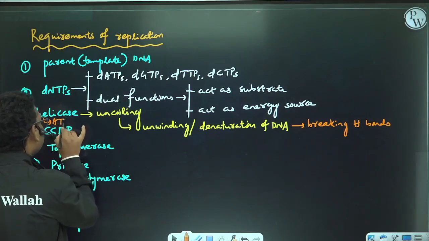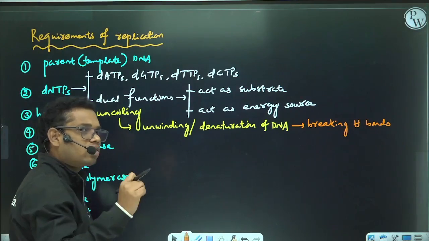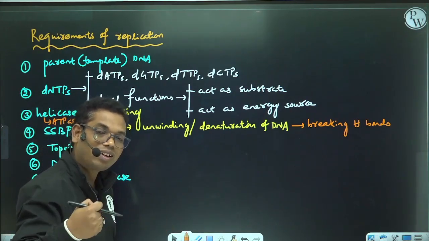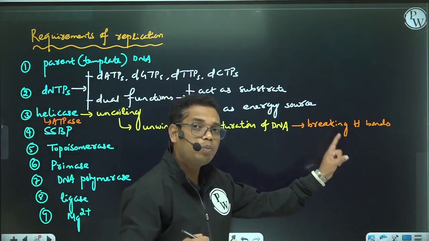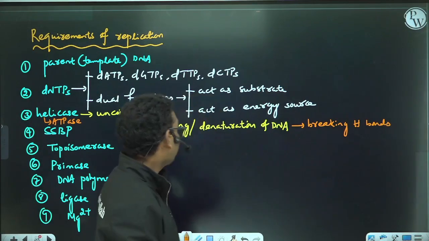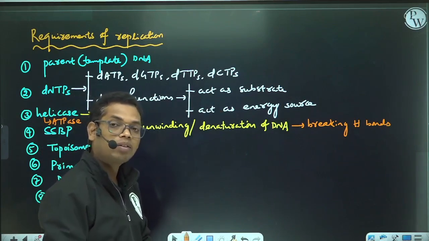Because it has ATPase activity, this helicase causes the hydrolysis of ATP, which will release energy, and that released energy will be used to break the hydrogen bonds present between the two strands of the DNA. Okay, now when the DNA is denatured, what will happen?